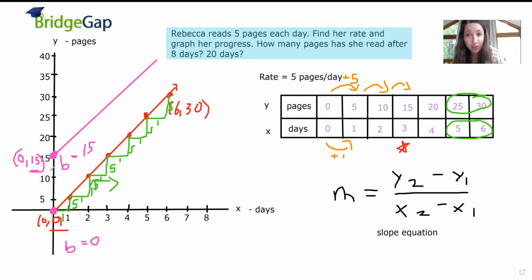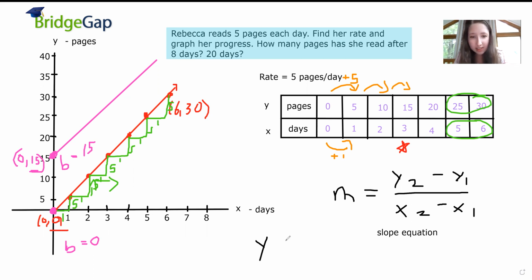So now we have a bunch of letters. And the reason I'm giving those to you is because we can write those all together in an equation that tells us the exact slope of this line and can help us find other pages, other days and pages that we can't quite fit on the graph. And that is called slope-intercept form.